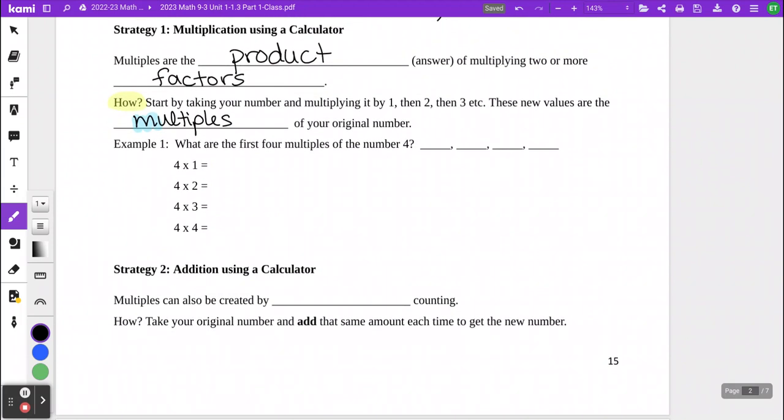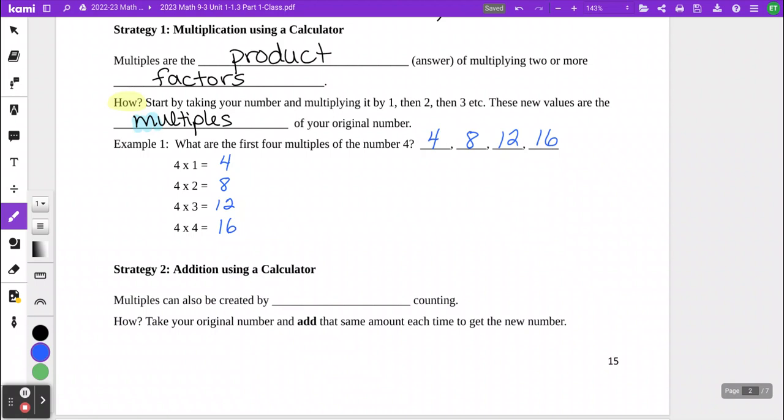If I look at my first question, it asks, what are the first 4 multiples of the number 4? This strategy tells us to go times 1, times 2, times 3, and times 4. So 4 times 1 is 4, 4 times 2 is 8, 4 times 3 is 12, and 4 times 4 is 16. I'll write my numbers as a list: 4, 8, 12, and 16. That's one way to find multiples.